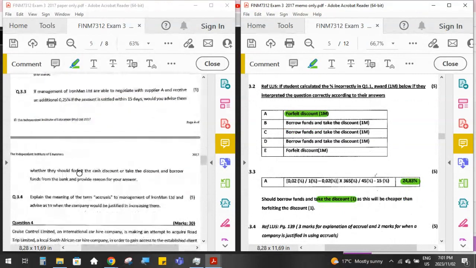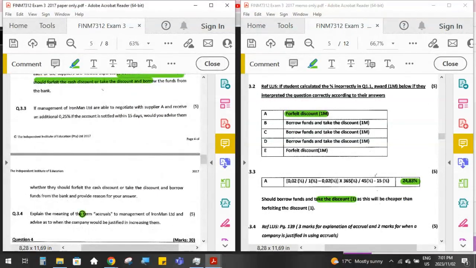And then 3.4 is explain the meaning of the term accruals to management, and advise as to when the company would be justified in increasing accruals. So we know that accruals, the journal entry for creating accrual is to debit an expense account and credit the liability accruals. And we know that all short-term liabilities are ways of generating short-term funding. So this is what they're talking about here.